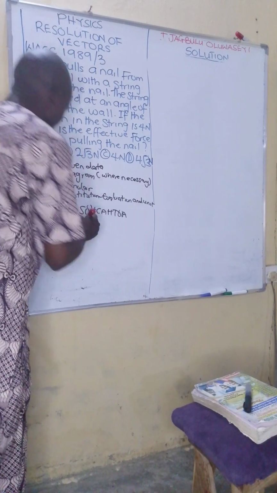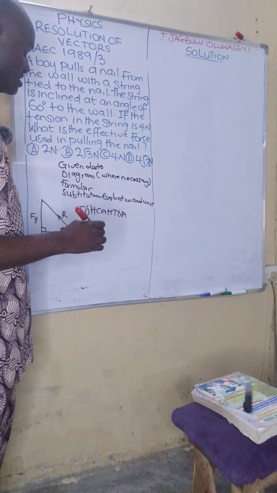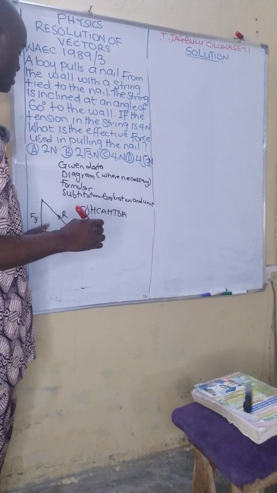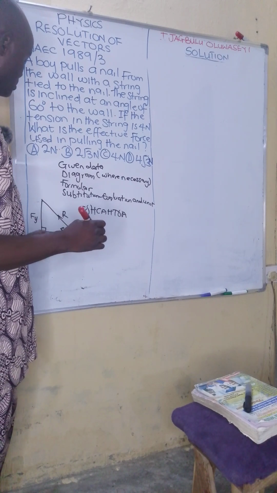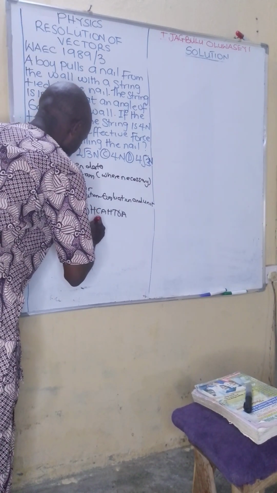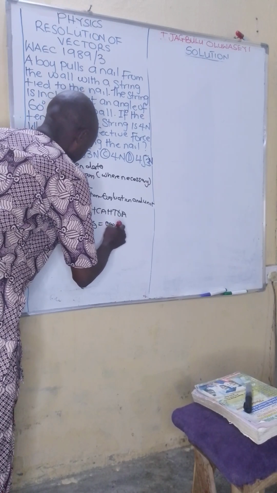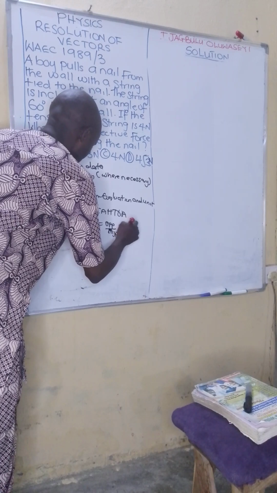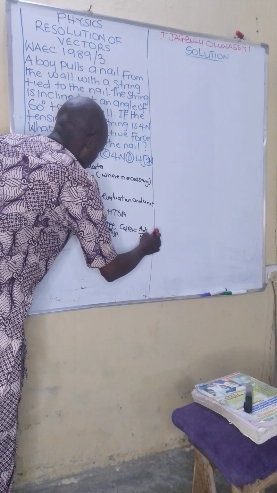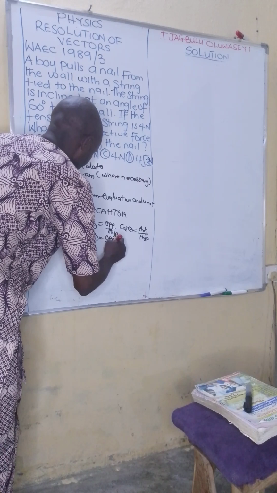Now, how do we know the opposite? The opposite is the side facing the given angle, while the adjacent is the side not facing the given angle, and the R, which is the resultant, is the hypotenuse, the side facing the right angle symbol. So we have sine theta, which is opposite all over hypotenuse. Then we have cos theta, which is adjacent all over hypotenuse, and tan theta, which is opposite all over adjacent.